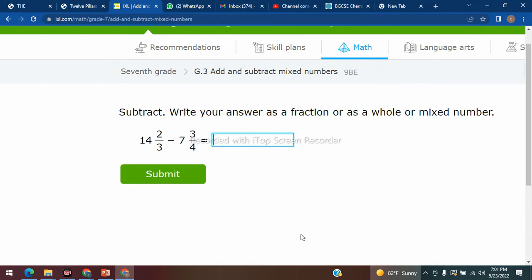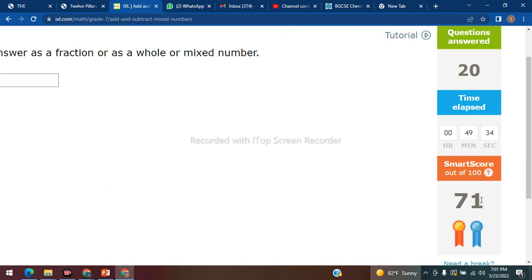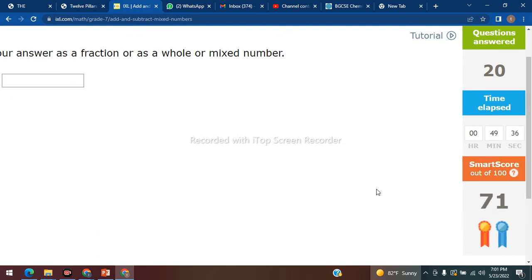It's 7:01, so I want to take my BGCSE people time. So we'll come back to this. Hopefully we can keep it at the same score and then redeem ourselves tomorrow.